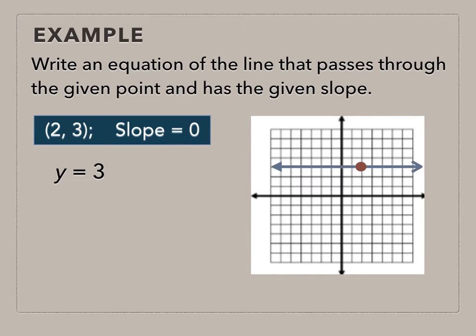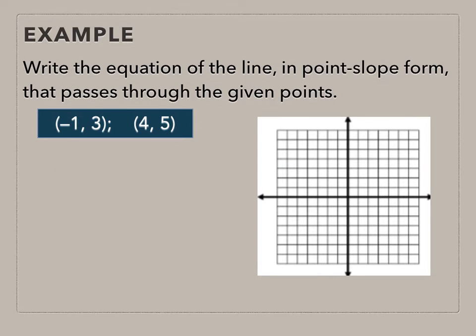Okay, let's try another one. Here we have 2 points, and we're asked to write the equation of a line passing through these 2 points. First, let's plot them. -1, 3, and then 4, 5. Now we'll connect them with a straight edge. And the rise over the run is going to be up 2 and to the right 5, so 2/5 is the slope.